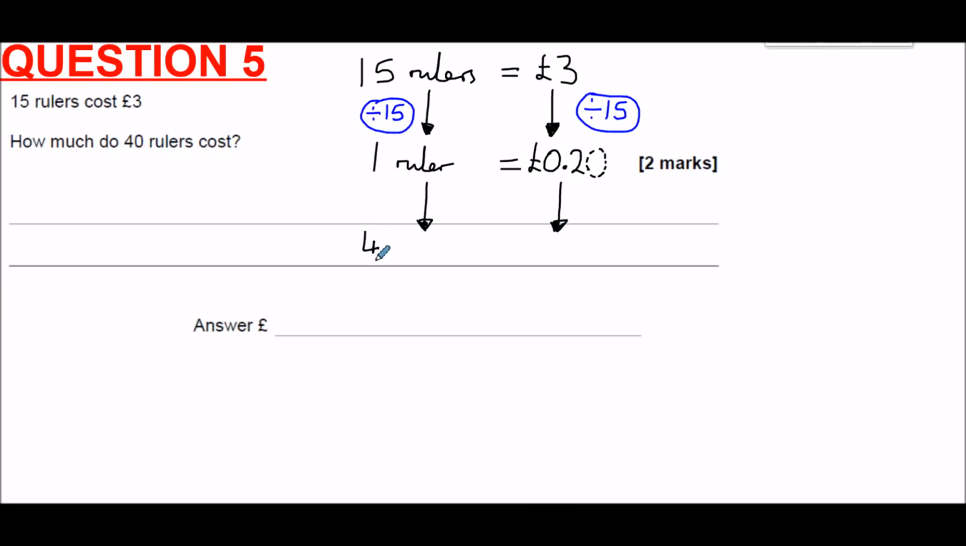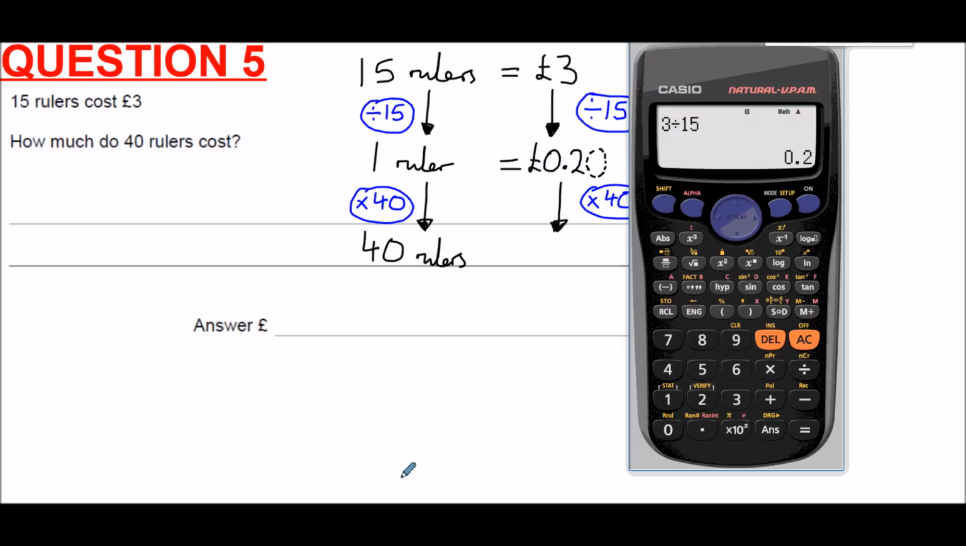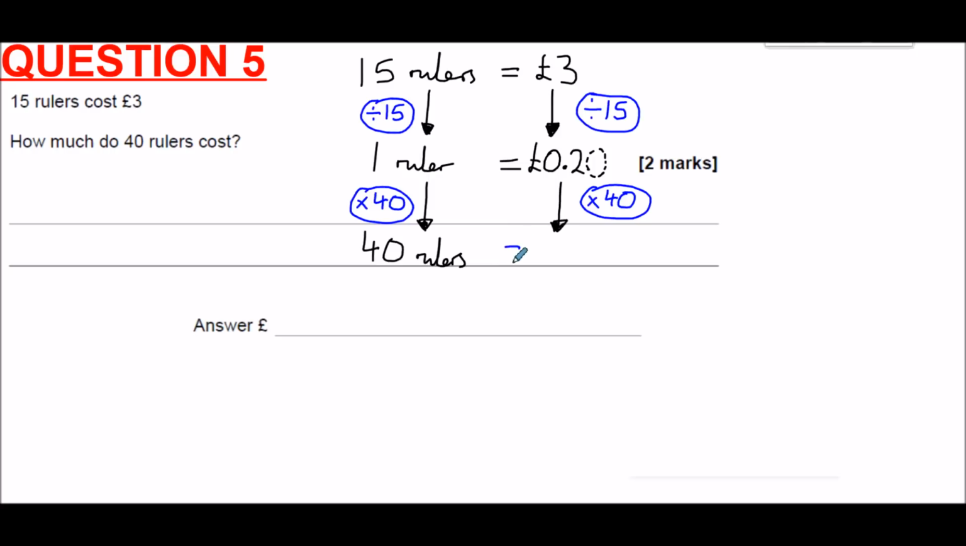So to go from 1 ruler to 40 rulers, what do we need to multiply by? Well, 1 multiplied by 40 would get us to 40, and if we multiply this side by 40, we need to do the same over here to this value. And so we can calculate the cost of 40 rulers by doing 0.2, or 0.20 if you'd prefer, multiplied by 40, and what you should find is the answer to this is exactly 8. And so 40 rulers therefore will cost us £8. And that's our final answer for question 5. 40 rulers cost £8. £8 in standard English.